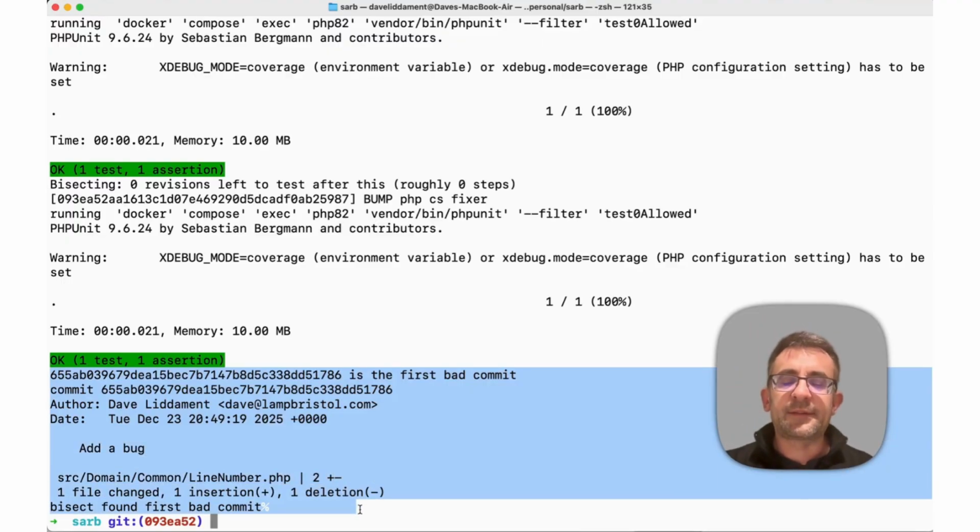So git bisect, to be honest, I don't use it too often, but when I do have to use it, it is a real lifesaver.